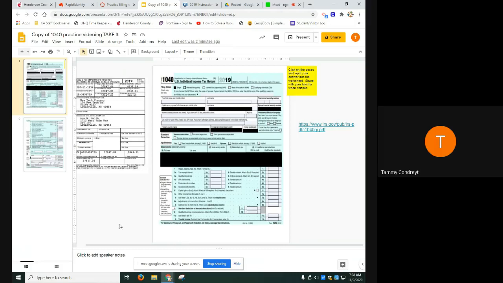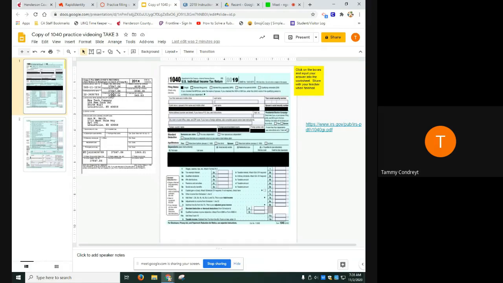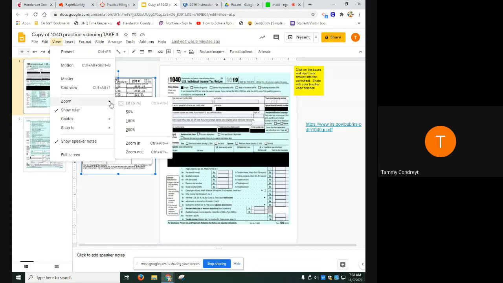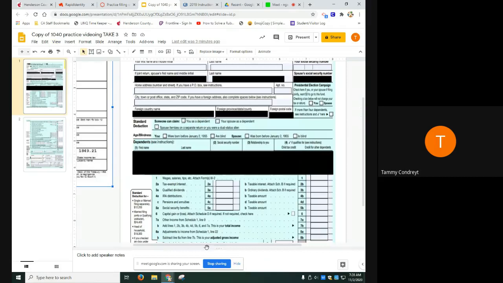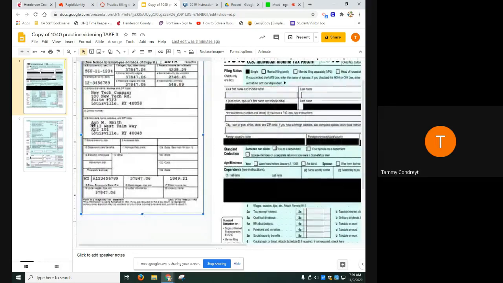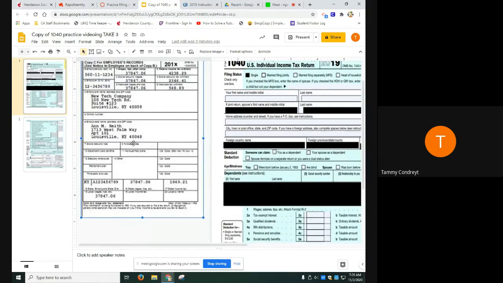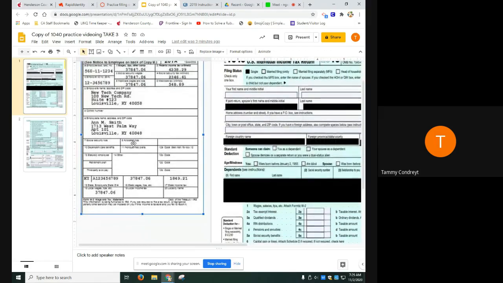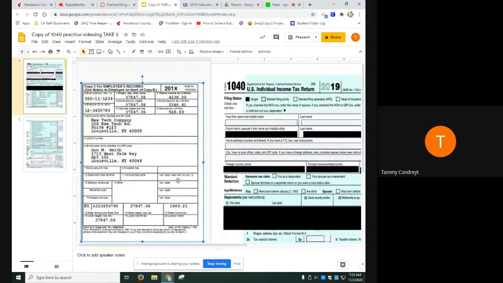All right, so when you open up your form and you look at it, you're going to have a W-2 over here. And when I go to view and zoom 100%, you're going to see a W-2 form for a fake person, Ann Smith of Louisville, Kentucky. And you've already gone over the different parts of this W-2 form.